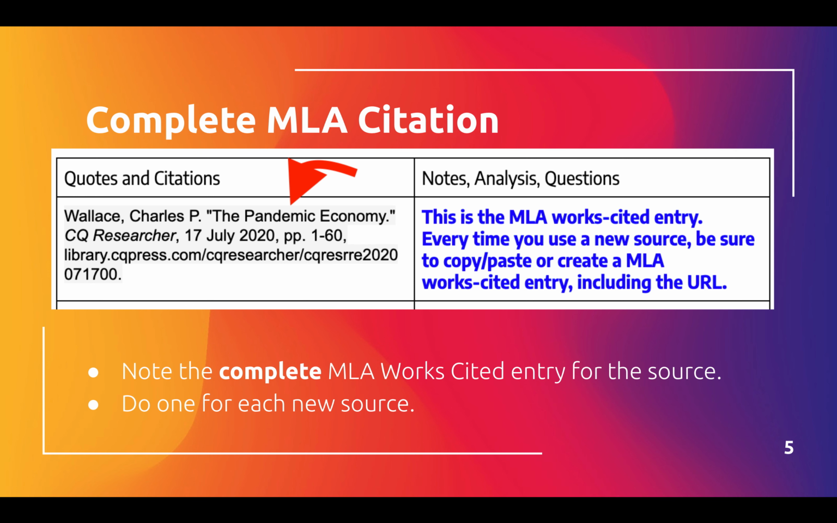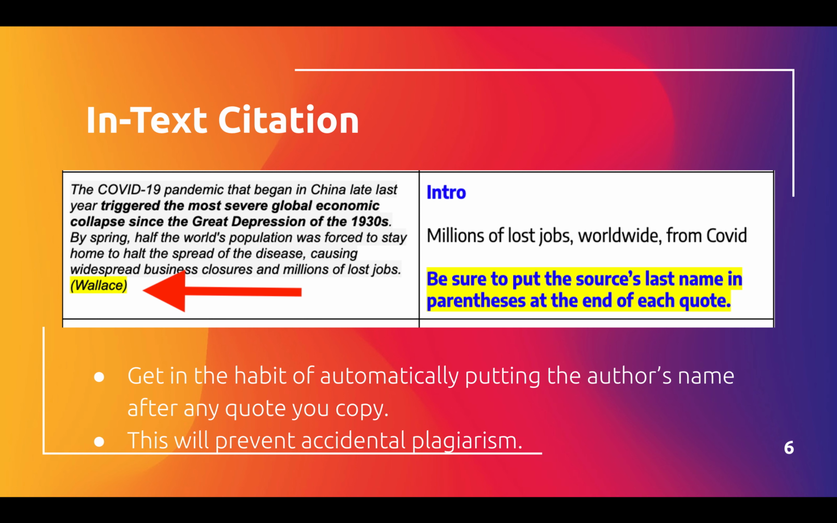You should have an MLA citation for each new source that you find. You are only required to find one source for your weekly argument writings. Your essays will need more than one source, but for those weekly writings, just one is fine unless you happen to want to find more. That's certainly okay. You also have to have an in-text citation.